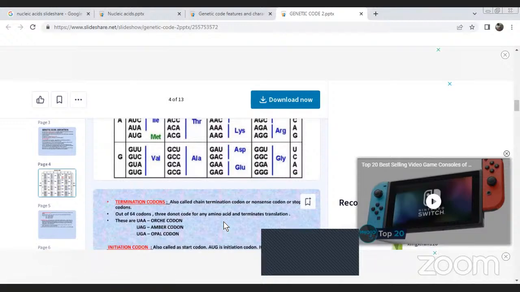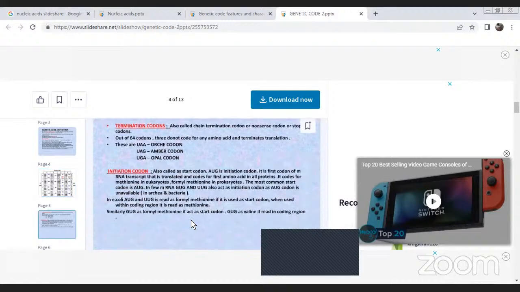One is UAA, Ochre; UAG, Amber; UGA, Opal. Ochre, Amber, Opal are the names of UAA, UAG and UGA. These three are the stop codons. How many sense codons are there? 64 minus 3 is 61 codons. These three are the stop codons, nonsense codons or termination codons.